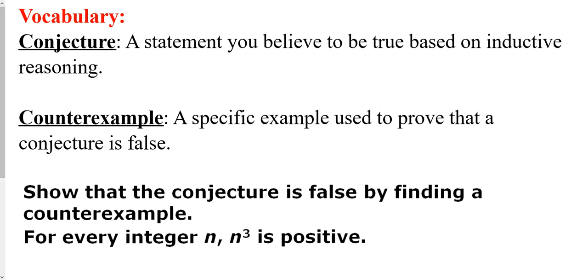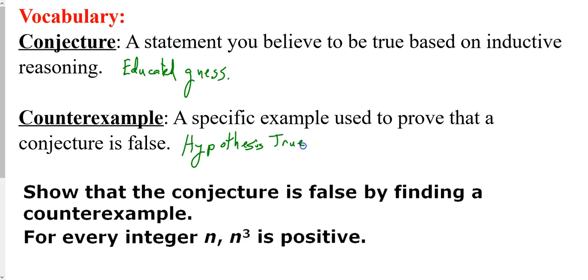Conjecture. Conjecture is a statement you believe to be true based on inductive reasoning. Another way that I would say that is it is an educated guess. A counterexample is a specific example that you use to prove that a conjecture is false. Remember, this makes the hypothesis true and the conclusion false.